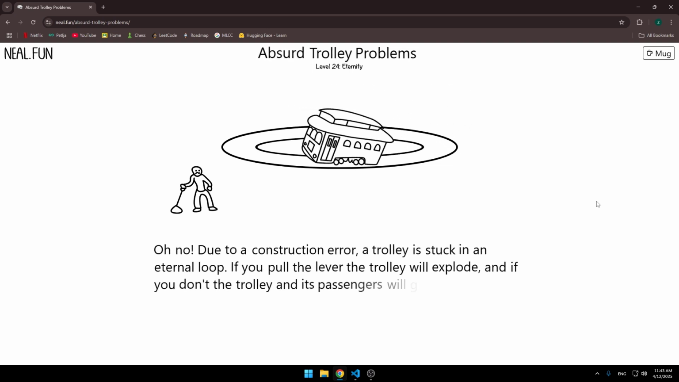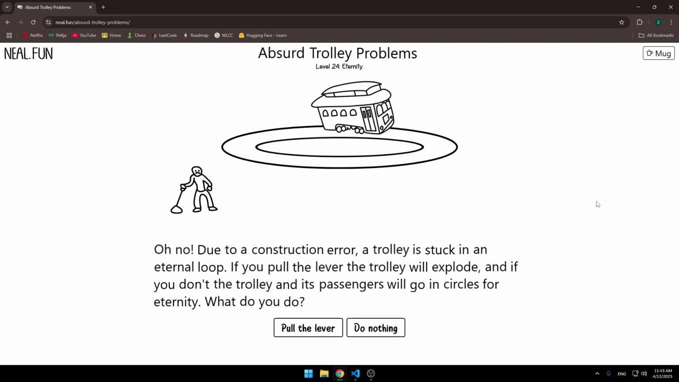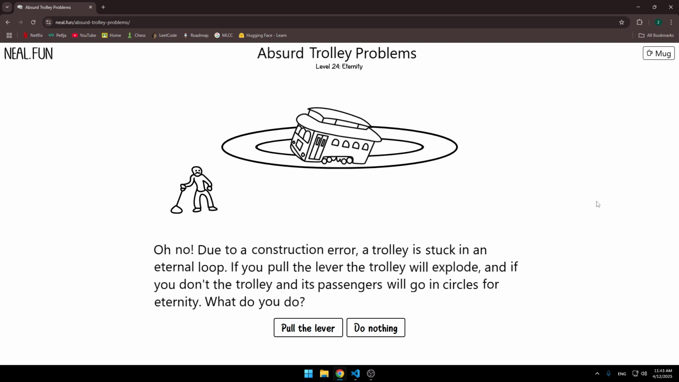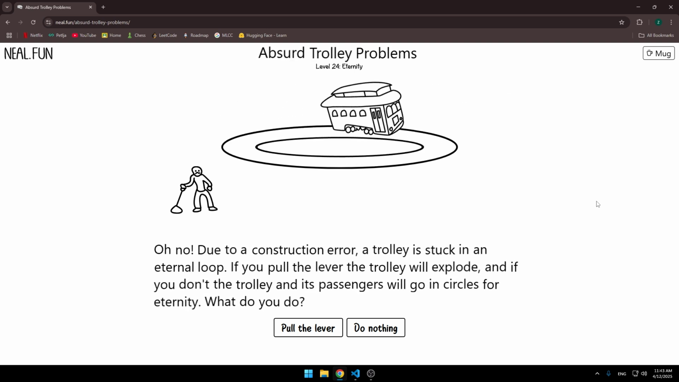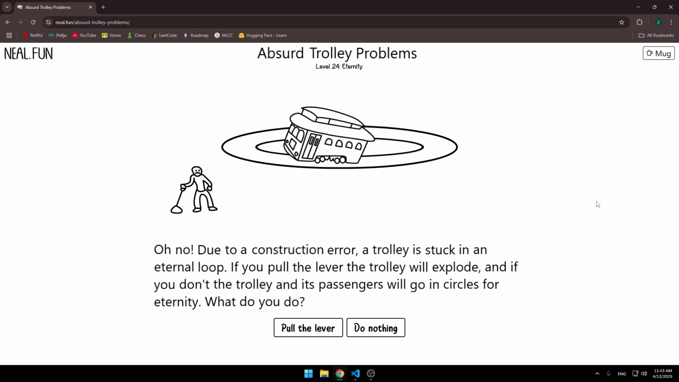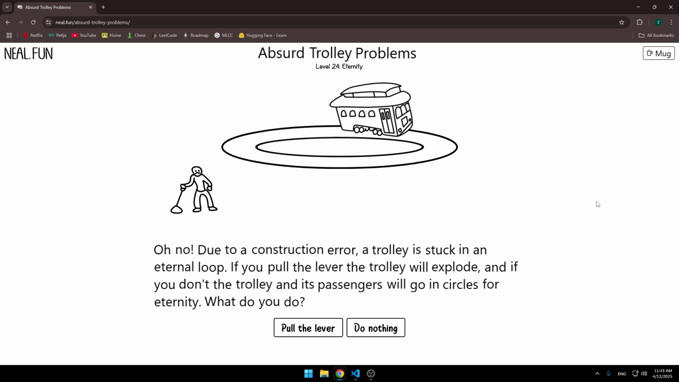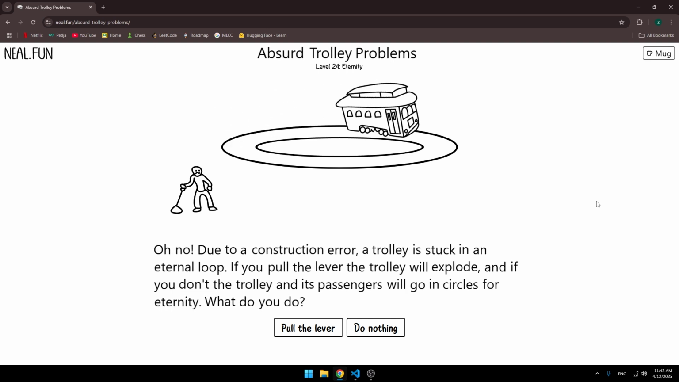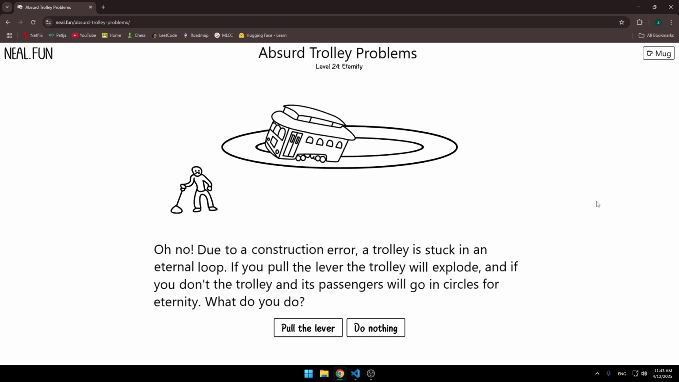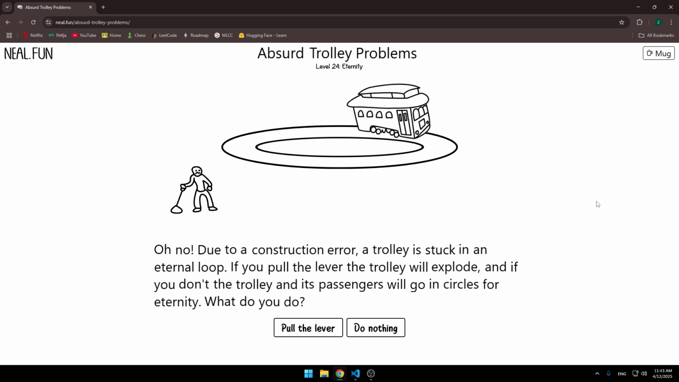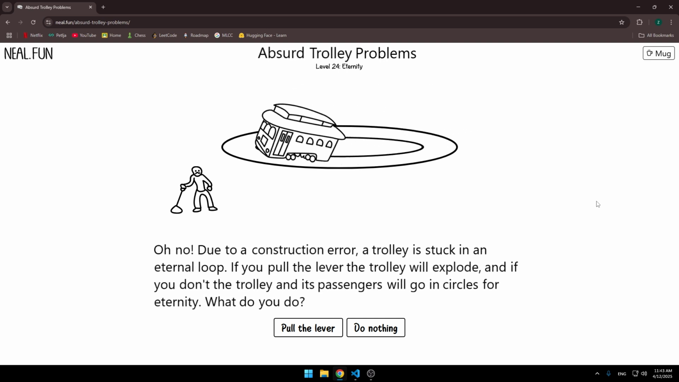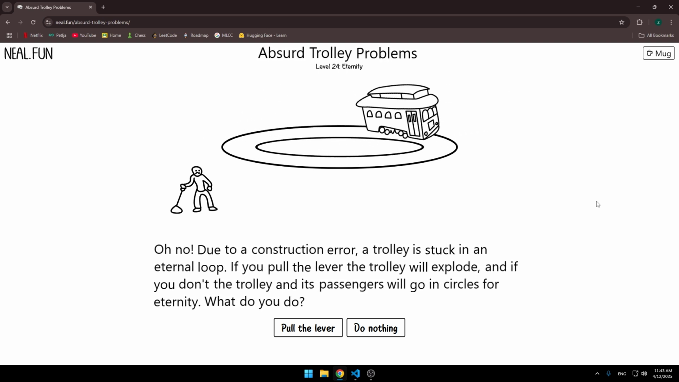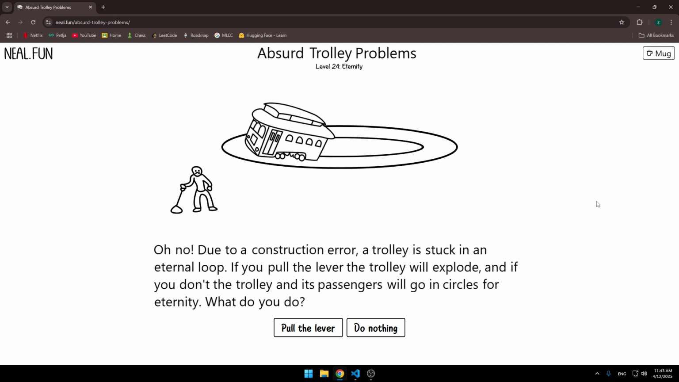Oh no, due to a construction error, a trolley is stuck in an eternal loop. If you pull the lever, the trolley will explode. And if you don't, the trolley and its passengers will go in circles for eternity. What do you do? Okay, this is a question of: do we end their pain and suffering now, or do we just let them suffer for eternity, or until they starve to death? I'd pull the lever. Let's see what the AI does. But I personally would pull this lever immediately.